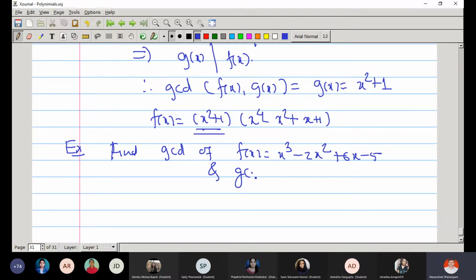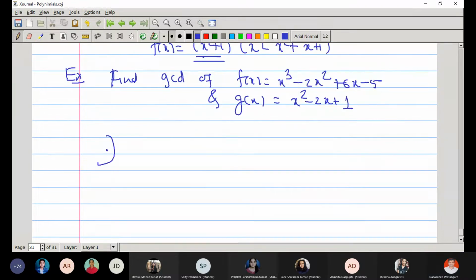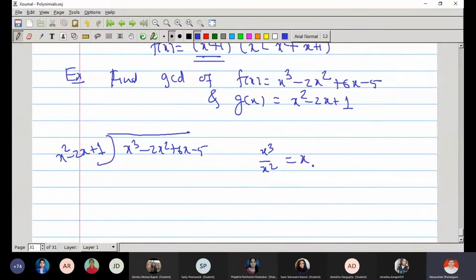Procedure is same. First of all, divide. So x cube minus 2x square plus 6x minus 5. Divide this polynomial by x square minus 2x plus 1. So x cube divided by x square, what you get, quotient x, put here, and then x into x square minus 2x plus 1.